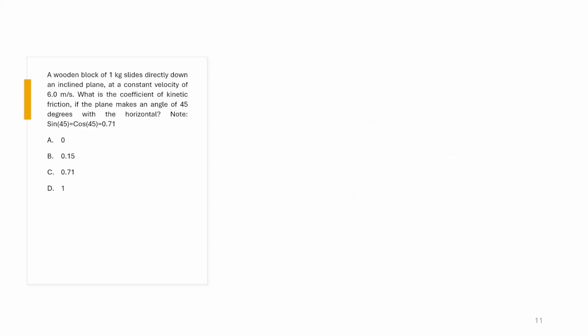A wooden block of 1 kilogram slides down an inclined plane at a constant velocity of 6 meters per second. What is the coefficient of kinetic friction if the plane makes a 45-degree angle? Well, let's see that. This is probably the most difficult problem in the entire exam. Because it's a little bit more elaborated, but it's actually trivial, we're going to have to break it into vertical and horizontal components.